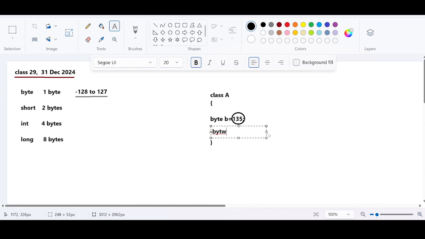So what is valid? Now tell me, byte A equal to something like minus 126. Valid or invalid? Valid. Completely valid, because it is within the range.